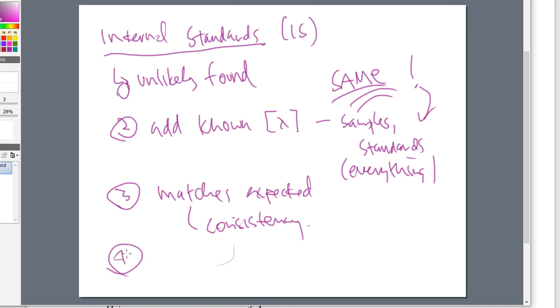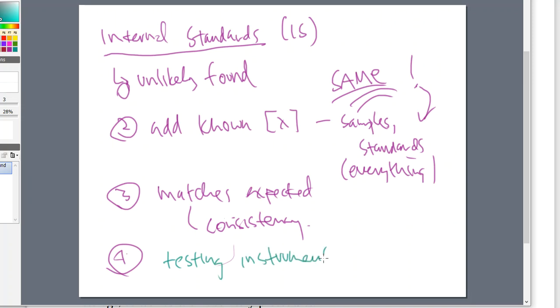I mean, if I'm adding it to the samples, if I'm adding it to the standards, if I'm adding it to everything across the board, well, we want to make sure these numbers are staying consistent report after report after report after report. What exactly are we testing? Well, okay, number 4 is that the internal standards will actually end up testing the instrumentation most of the time.